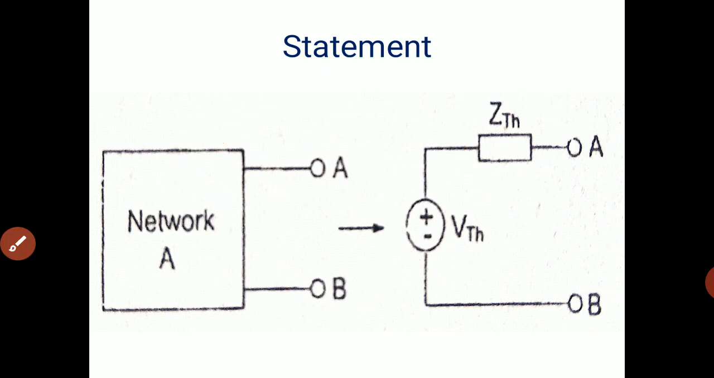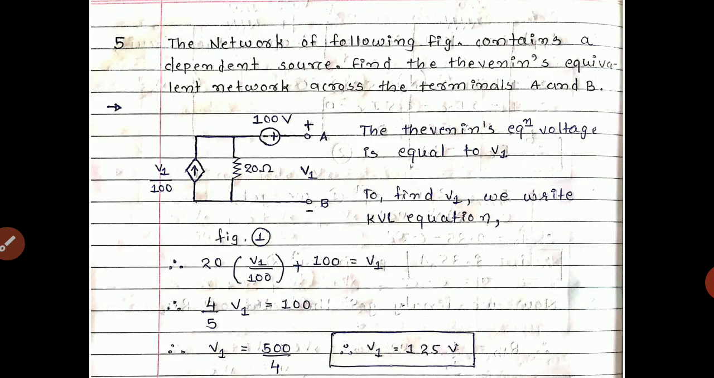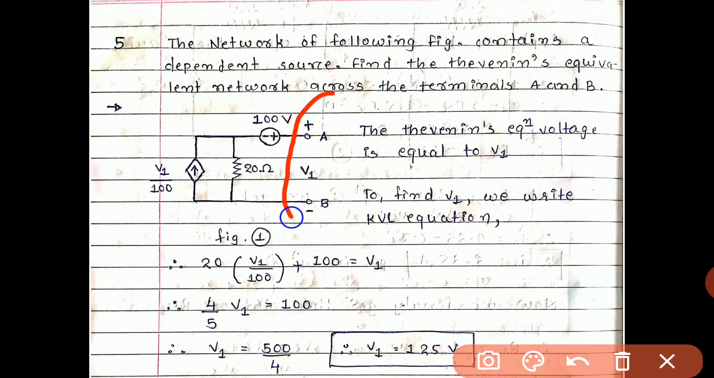So today we discuss example number 5. So let's start example number 5. The question is that the network of the following figure contains a dependent source. Find the Thevenin's equivalent network across the terminals A and B. So we have to find the Thevenin equivalent circuit across AB.